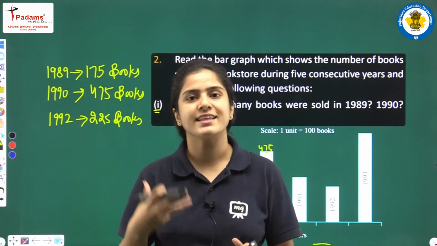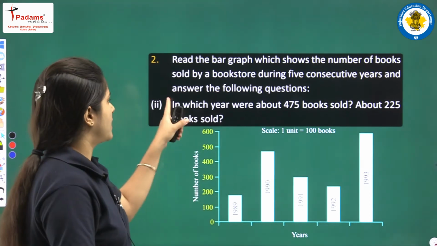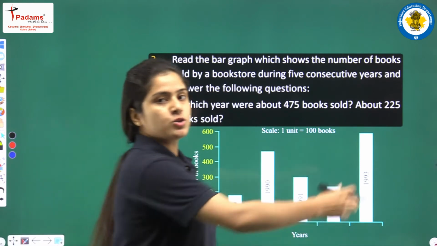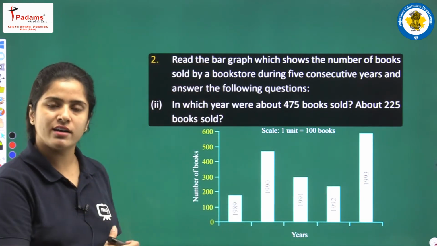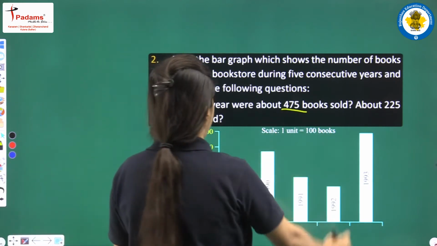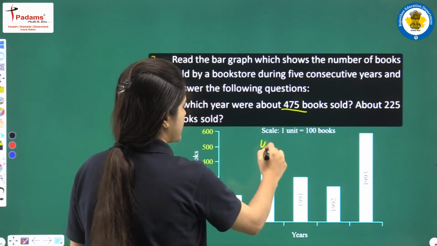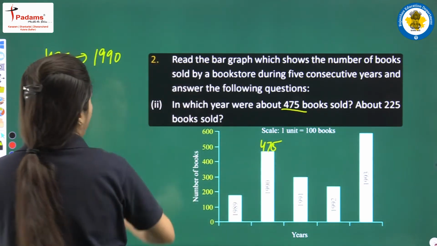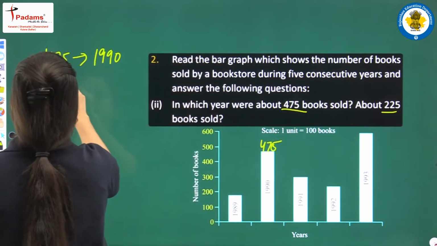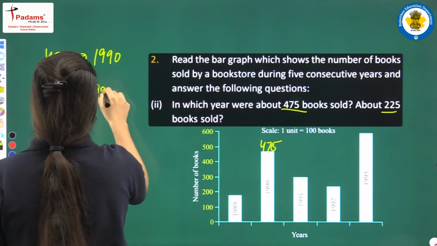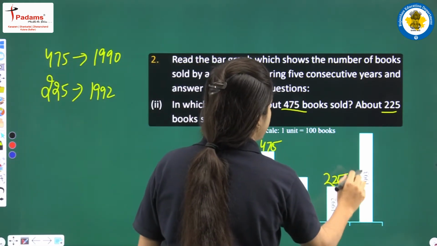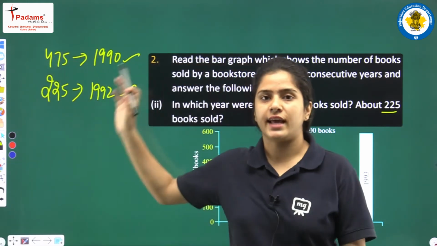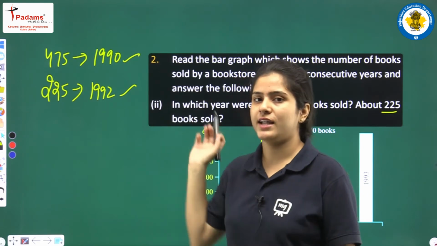Now students, we will look at the second part of this question. In which year were about 475 books sold and about 225 books sold? We have already discussed it. 475 books were sold in 1990 and 225 books were sold in 1992.